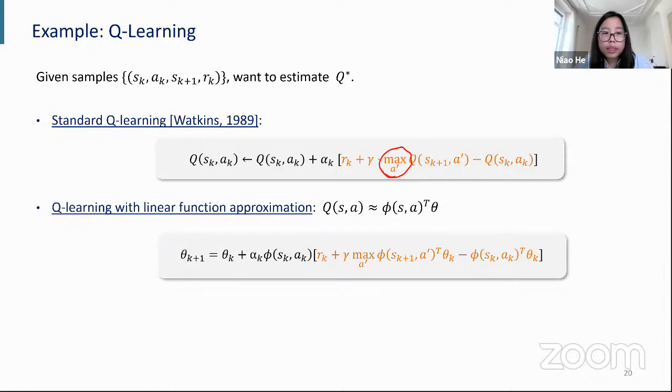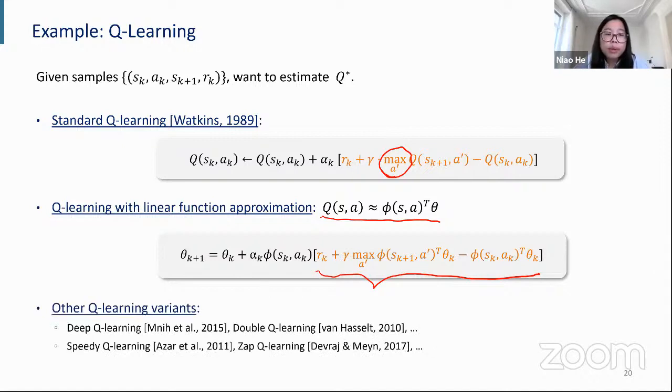And if you have a linear function approximation, if your Q is represented by a basis vector times your parameter theta, you can update theta similarly as before. There is your temporal difference term here times the feature basis vector phi in front of it. The only difference here is that we're replacing the value functions by the state action value functions, and we're using this max operator at every iteration to find the best action corresponding to the current Q functions.